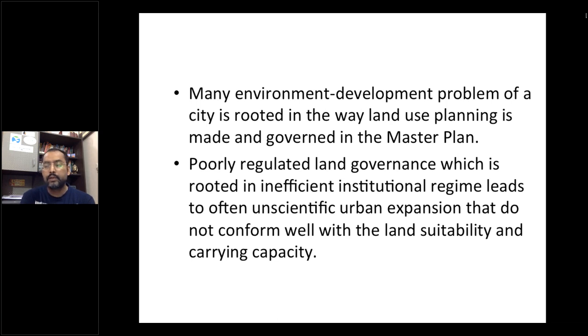We have a town and country planning organization. Some of the cities have development authorities, like the Lucknow Development Authority or Allahabad Development Authority or Delhi Development Authority. But the kind of urban sprawl and urban expansion that is happening around these cities does not conform well with the land suitability and carrying capacity of the city. If you see the entire aggregate of the land use, you will see a lot of conflicts. The entire carrying capacity of the city is jeopardized.